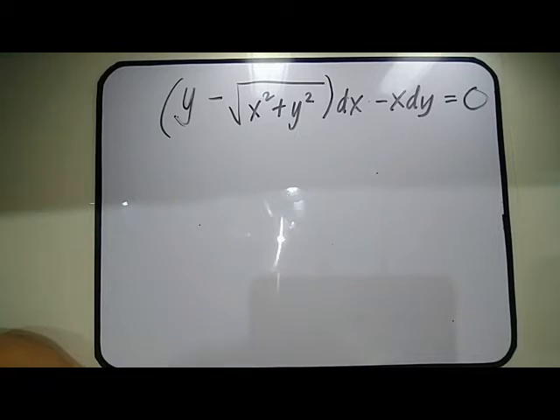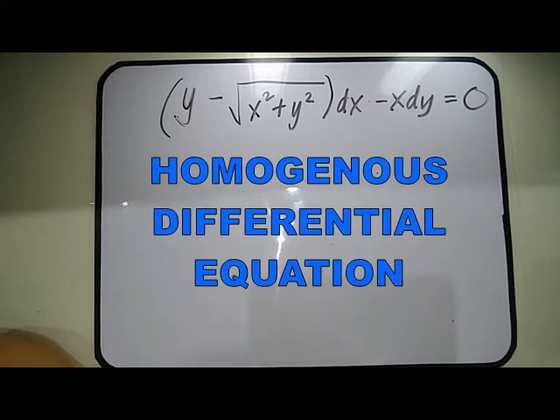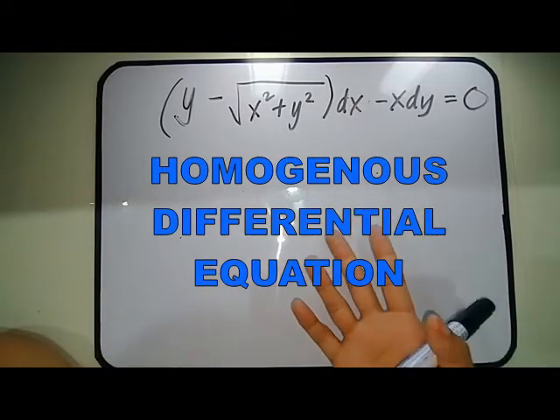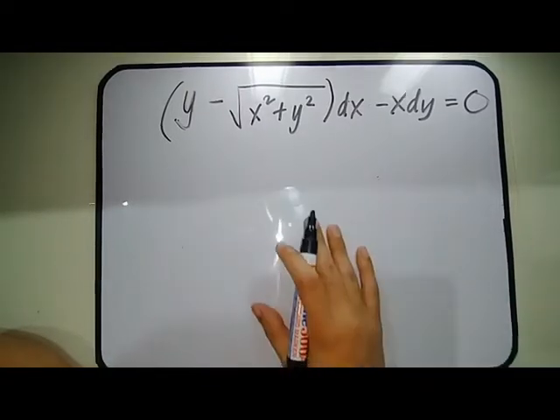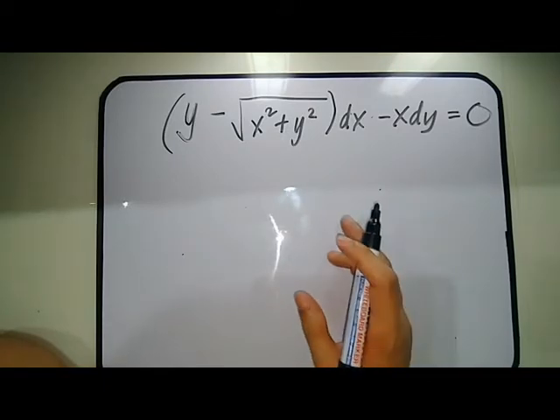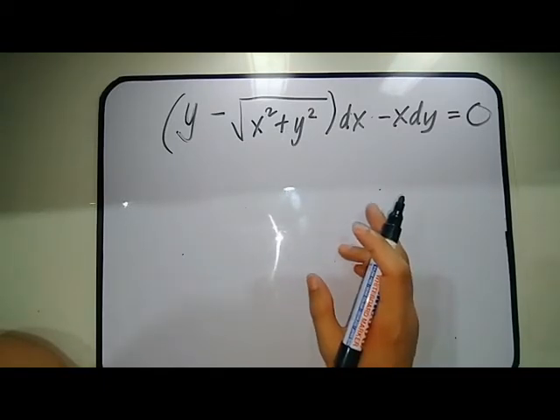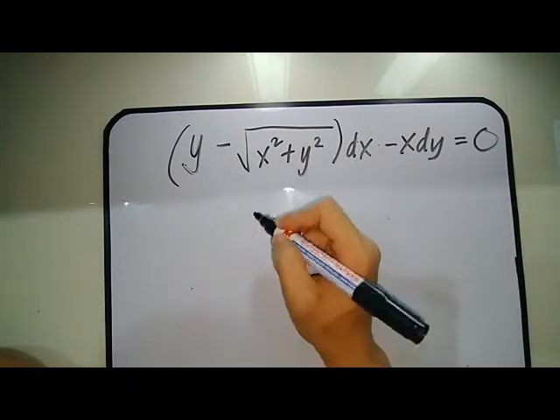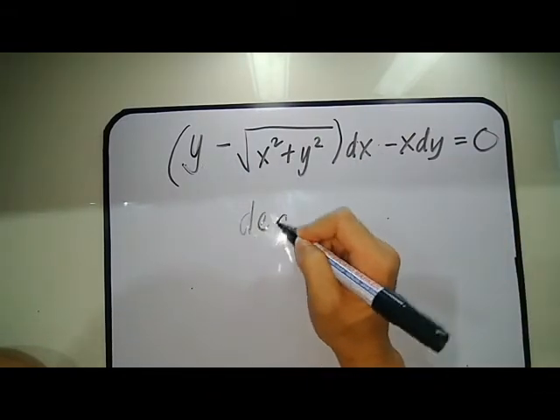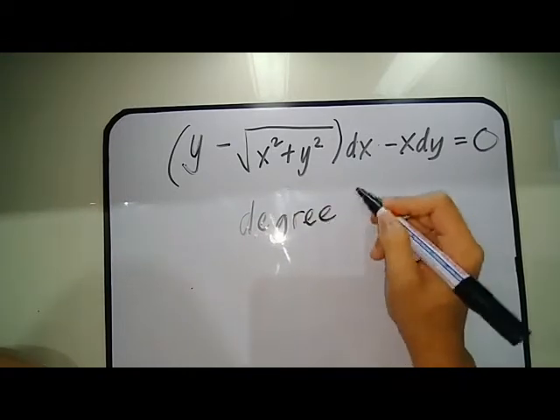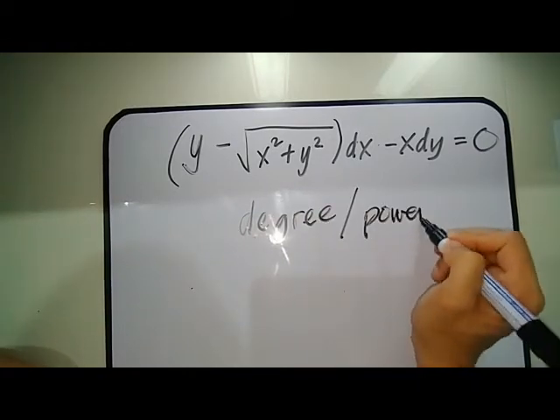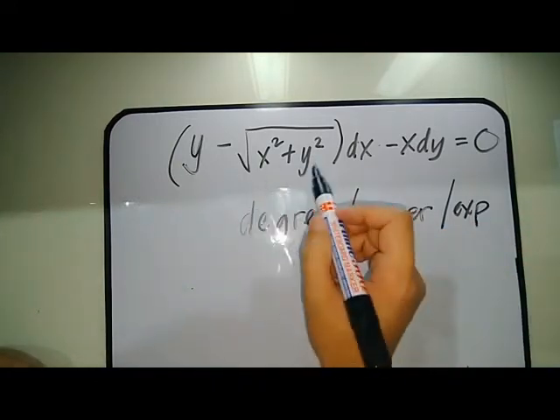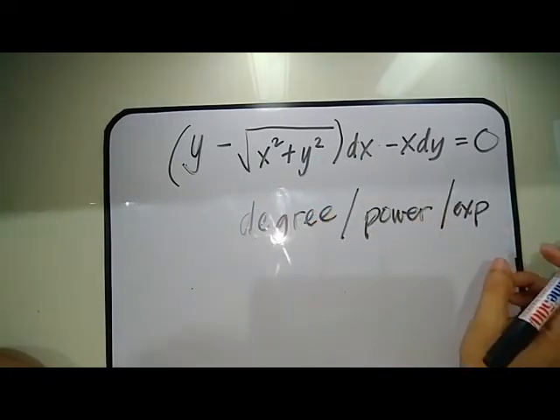Hi guys, so in this video, our topic is all about homogeneous differential equation. So first of all guys, how can we say that a differential equation is homogeneous? So titingnan natin guys yung exponent ng kada variable or element natin here. So titingnan natin yung mga exponent. So nakadepende yan sa degree or say power or pwedeng exponent of every element or every variable in your DE.